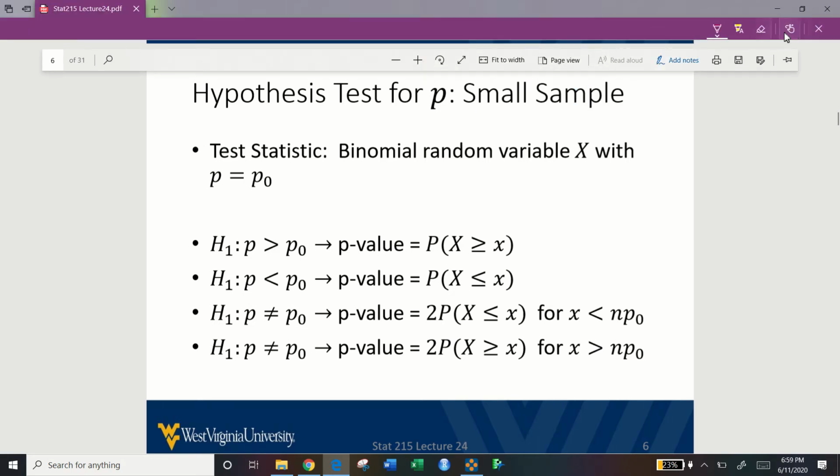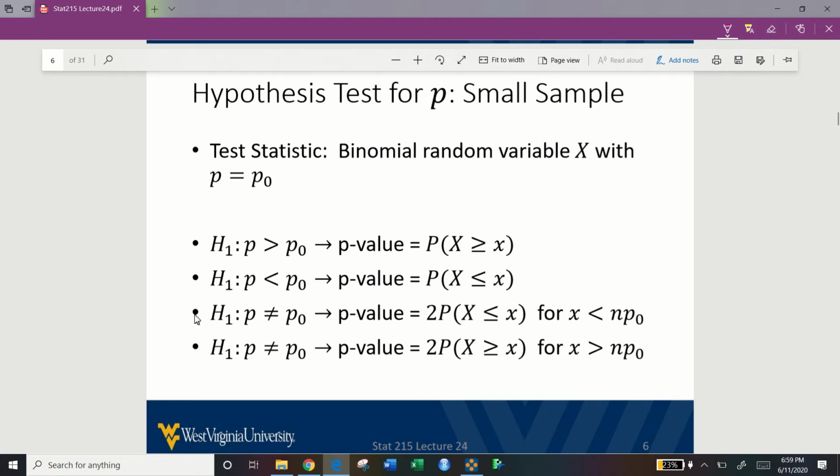This is going to be a little bit different than what you're used to. The test statistic is going to be the binomial random variable x with p equal to p naught. To calculate the p-value, we have four separate situations. When our alternative hypothesis is p greater than p naught, our p-value is going to be the probability of x less than or equal to x. When p is less than p naught, our p-value is going to be the probability of x less than or equal to x.